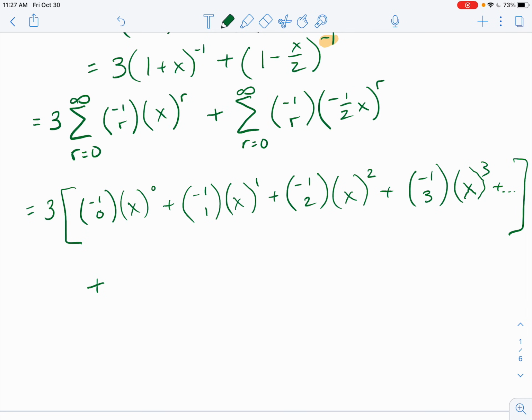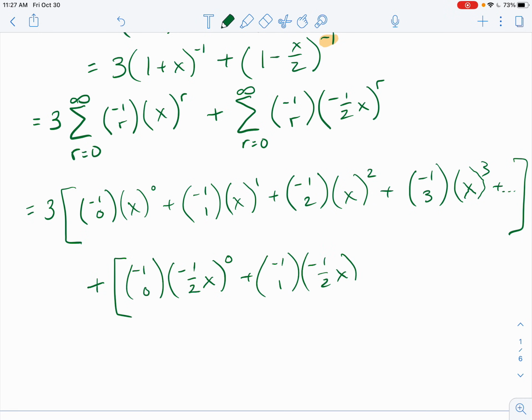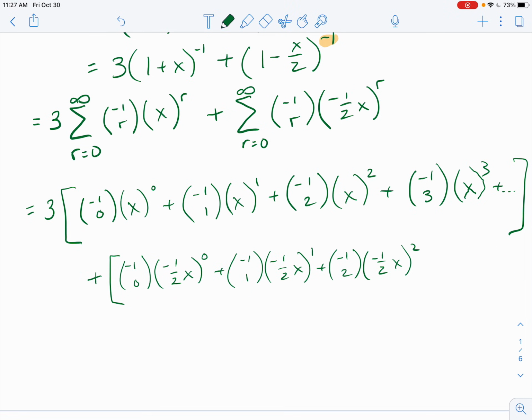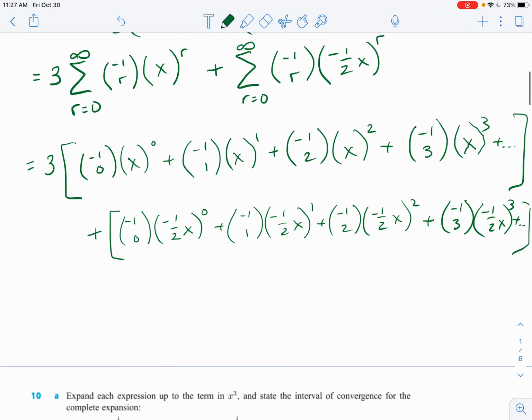The second one becomes, we'll put it in brackets too: negative 1 choose 0 times negative 1/2 x to the 0 power, plus negative 1 choose 1 times negative 1/2 x to the 1, plus negative 1 choose 2 times negative 1/2 x to the 2, and I wrote too big, I'm so sorry, we're going to solve that problem. And then plus negative 1 choose 3, negative 1/2 x to the 3rd, plus dot, dot, dot, close those brackets. And that's what we're looking at. That's what we're expanding.